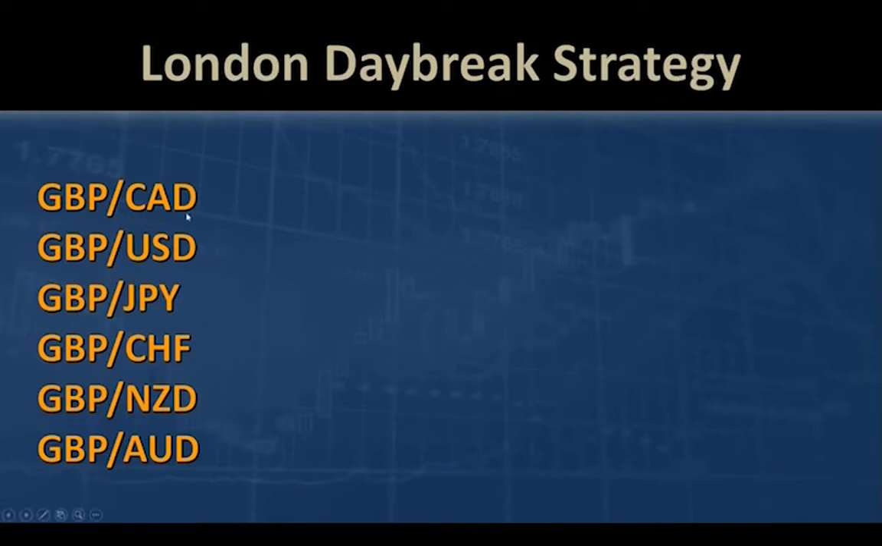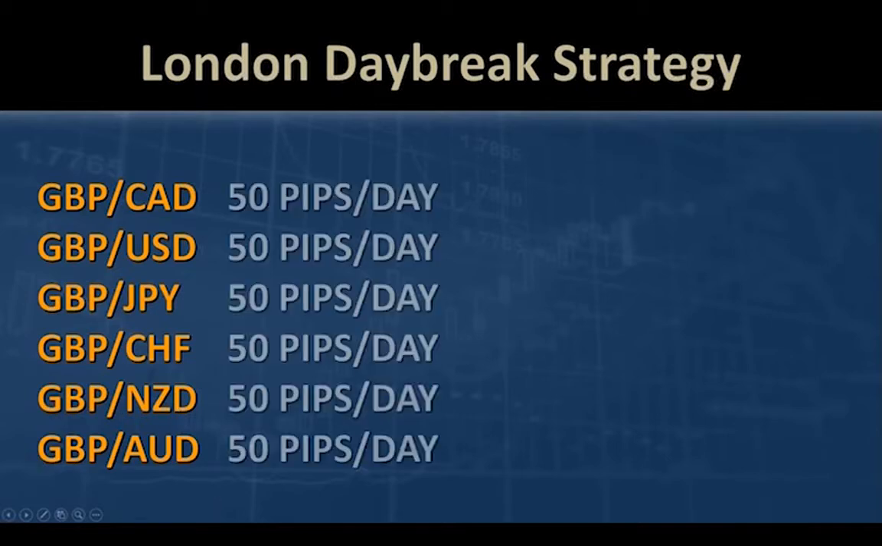These are the 6 currency pairs we're going to be utilizing for the London Daybreak trading strategy. We're going to use the Great British Pound Canadian Dollar, Great British Pound US Dollar, Great British Pound Japanese Yen, Great British Pound Swiss Franc, Great British Pound New Zealand Dollar, the Kiwi, and the Great British Pound Australian Dollar, the Aussie.